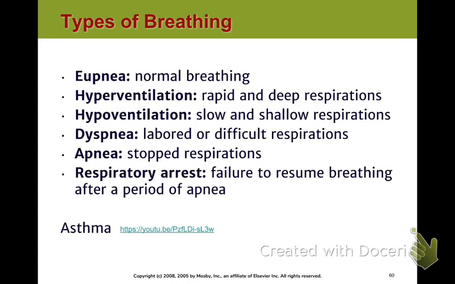Dyspnea is going to be labored or difficult breathing, like if you're having an asthma attack. Okay. Apnea, think of sleep apnea, where you stop breathing while you're sleeping. Very bad for your heart. And then respiratory arrest, you're not breathing. You don't start breathing after a period of apnea.